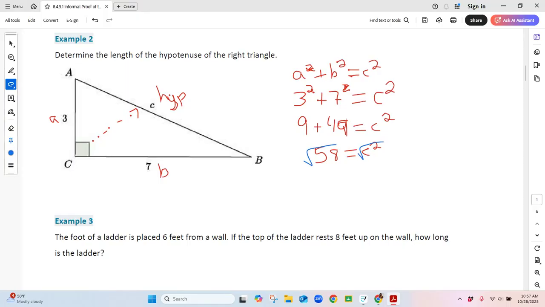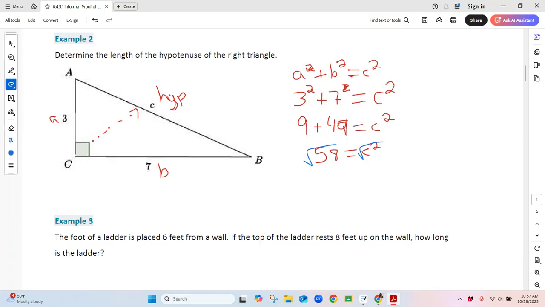Now, I'm going to tell you right this second, there is no nice square root of 58. That is not a perfect square. We could estimate it. 49 is a perfect square, that's 7 squared. 64 is a perfect square, that's 8 squared. It's somewhere in between 7 and 8. But, again, we don't know.